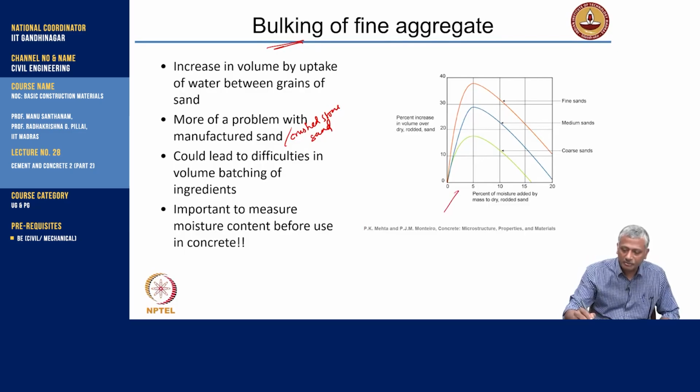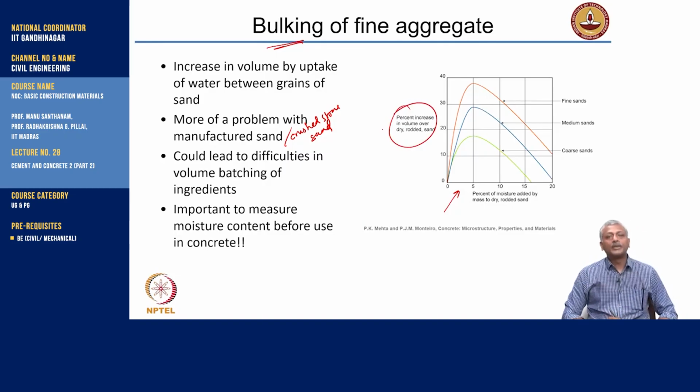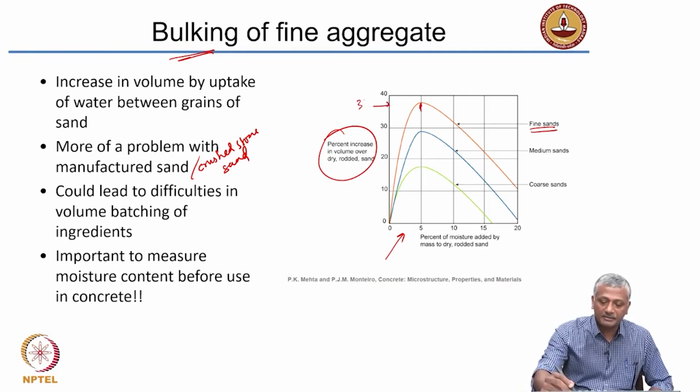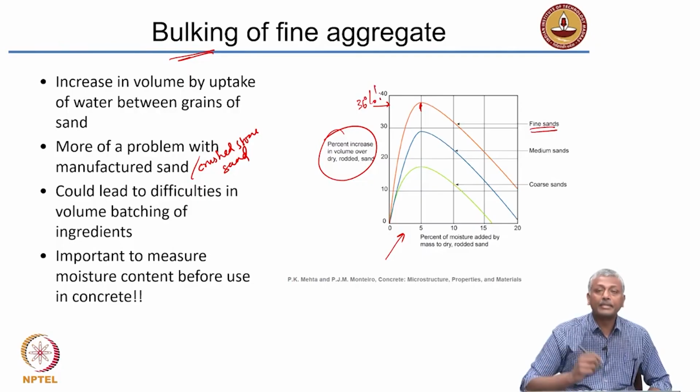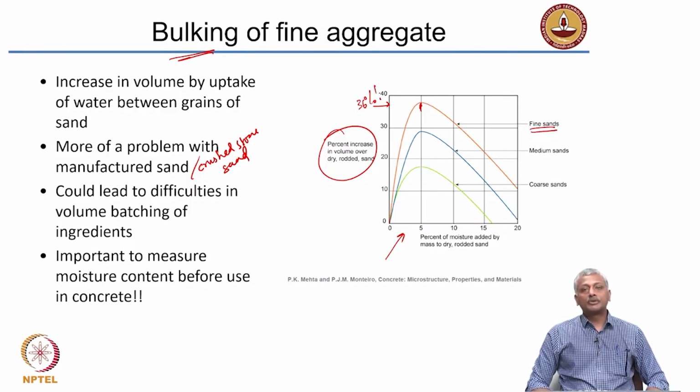Again, this is a picture from one of the textbooks on concrete technology which shows you that the bulking or percent increase in volume is most affected for fine sands. So, you can see the increase in volume can be as much as 35% or 36% here. Okay. So, if you are thinking you have 1 cubic meter, it is actually 1.36 cubic meter because of the water that is getting inside the fine sand. Okay.